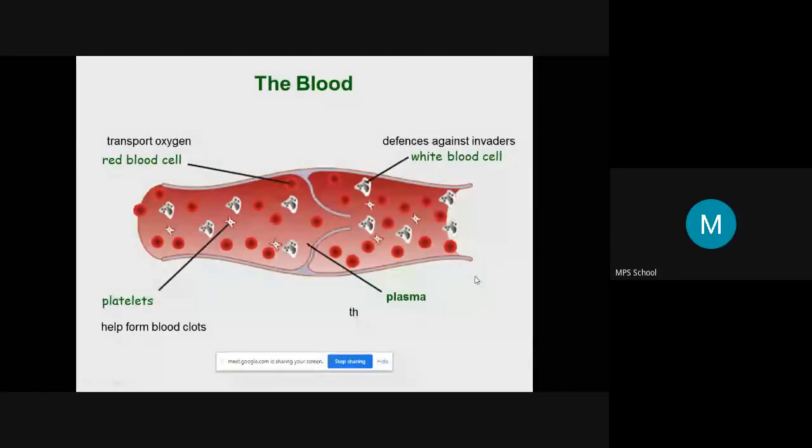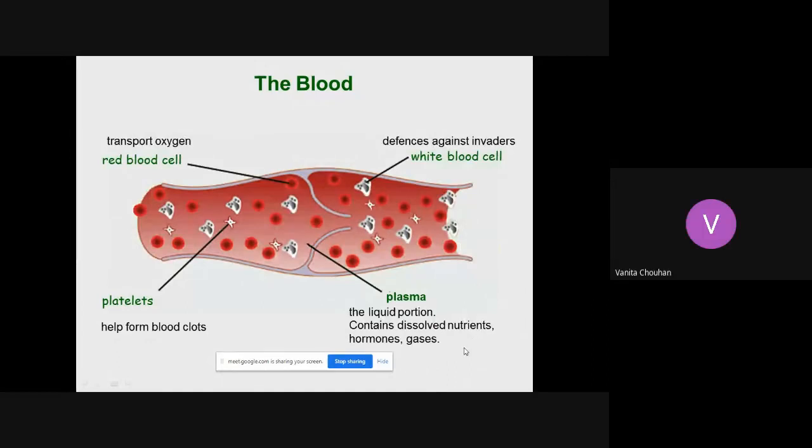And what is the function of plasma? It's the liquid portion and contains dissolved nutrients like hormones, gases, and other things. Waste and everything will be present in the plasma. Because of that, you always have to remember these four parts: RBC, WBC, platelets, and plasma.